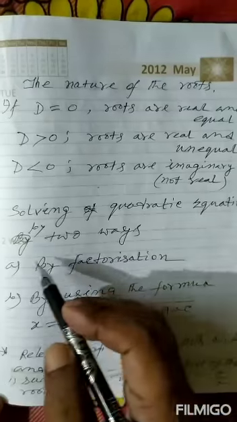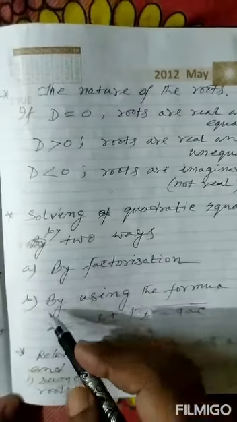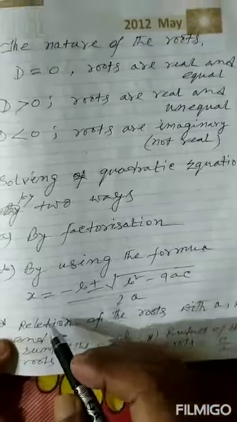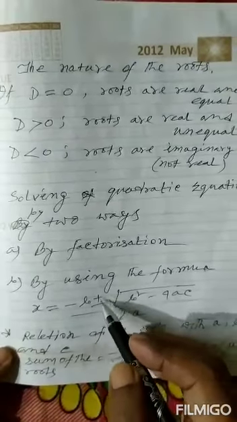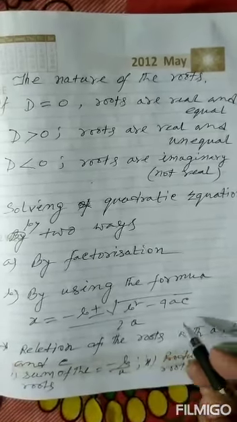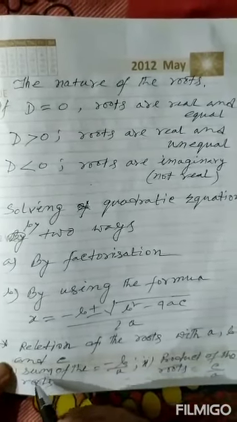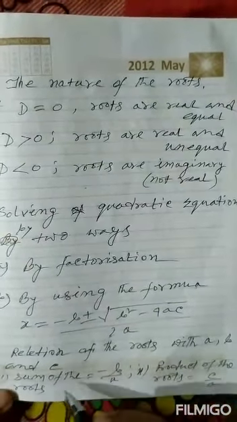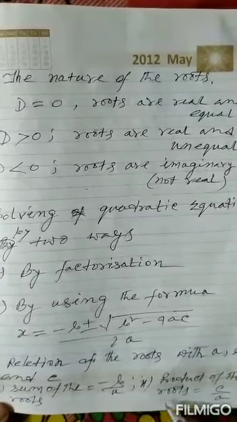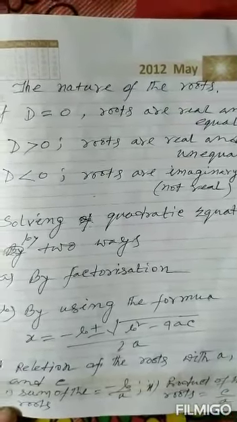A quadratic equation can be solved in two ways: A, by factorization, B, by using the formula x equal to minus b plus minus root over b square minus 4ac, by 2a. The relation of roots with a, b, c is such that the sum of the roots equal to minus b by a and the product of the roots equal to c by a.